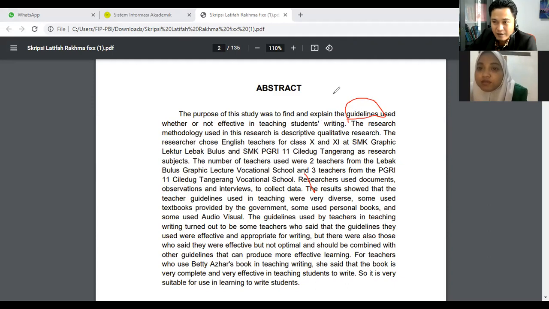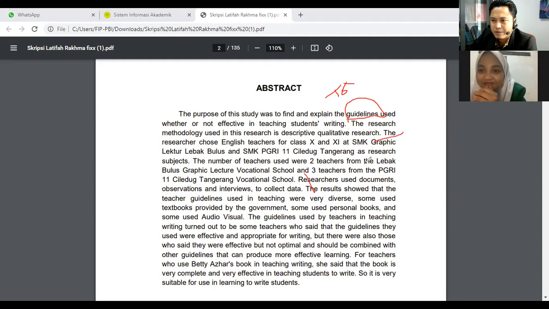Yeah? Okay. So it should be TG, it should be about the teacher's guide, since that is what you used for the title. And the next one, the procedure is descriptive qualitative research. Choose teachers, okay. Is it graphic or graphica? You're going to revise this one.